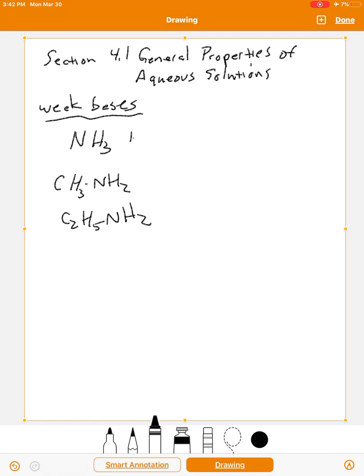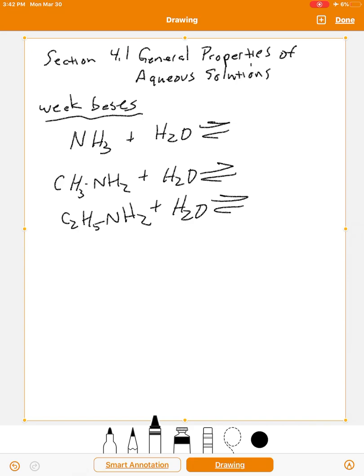Essentially, they do kind of a weird thing. They actually react with water. I call it weird, but it's actually very interesting. They react with water. I'm going to draw a double arrow here. I won't talk about what that means. But essentially what happens is the water donates an H plus to them, and you get ions. And the water is converted into something called a hydroxide ion.